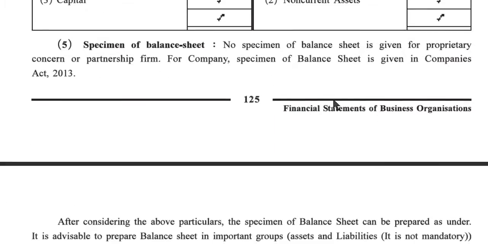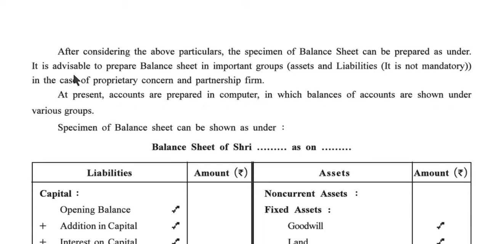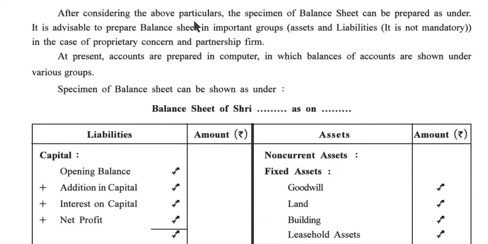Now, the specimen of a balance sheet. No specimen of balance sheet is given for a proprietary concern or partnership firm. For companies, the specimen of balance sheet is given in the Companies Act 2013. After considering the above particulars, the specimen of a balance sheet can be prepared as under. It is advisable to prepare the balance sheet in important groups of assets and liabilities. It is not mandatory in the case of a proprietary concern and partnership firm.